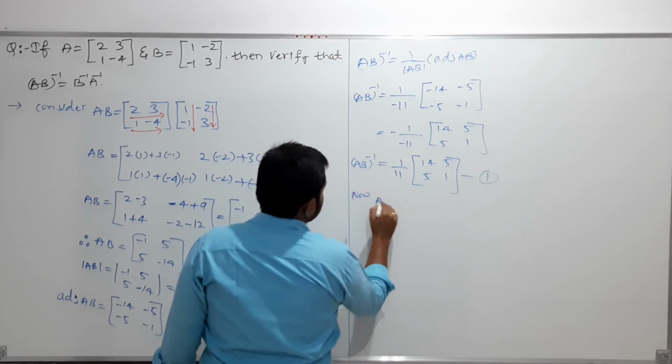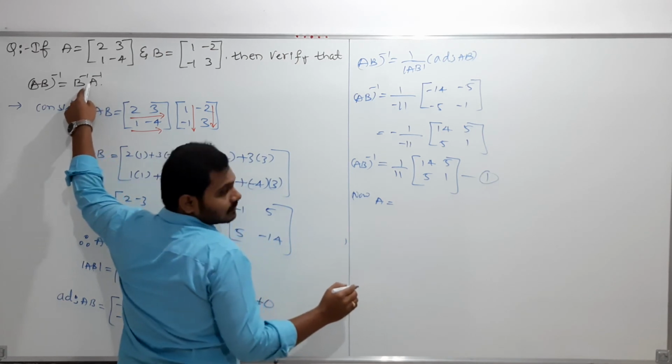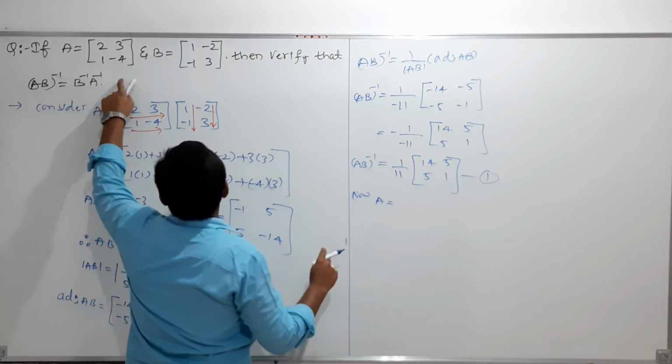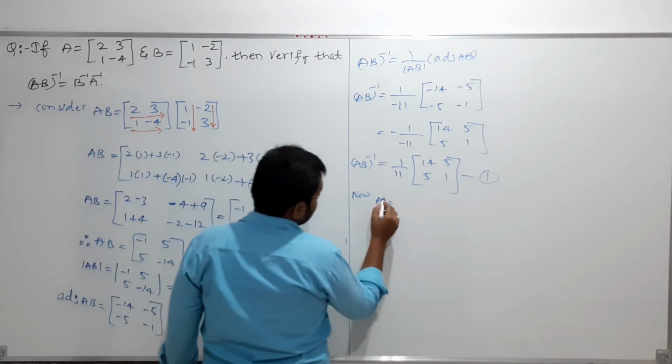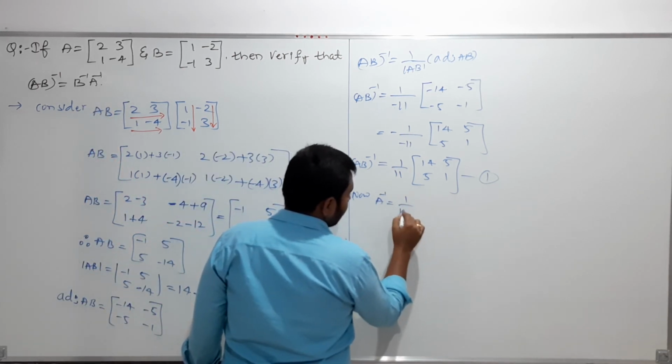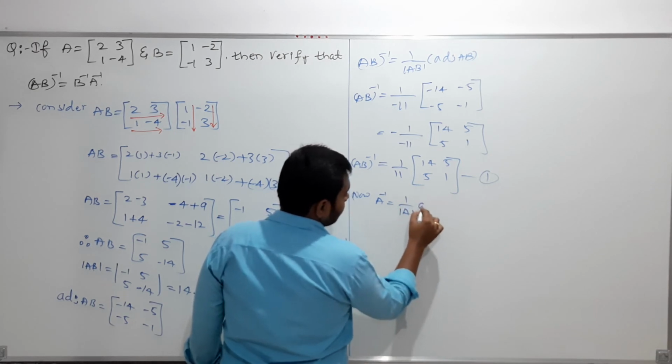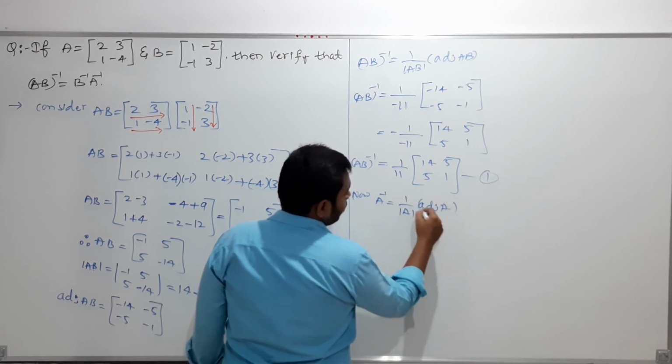Now A inverse and B inverse both are required. First I will consider the matrix A, so I should calculate the A inverse. Now A inverse is equal to, what is the formula? A inverse is equal to 1 divided by determinant of A into adjoint of A.